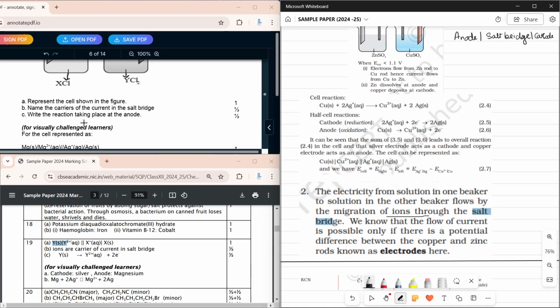The last question is write the reaction taking place at the anode. According to the CBSE marking scheme, Y is the anode. So Y gives rise to Y2 plus 2 electrons. In my opinion, I don't think that Y is the anode. So I'm just going to say X gives rise to X plus an electron. Oh, solid. I'm sorry.